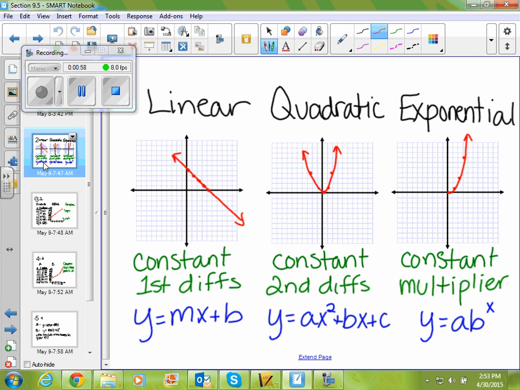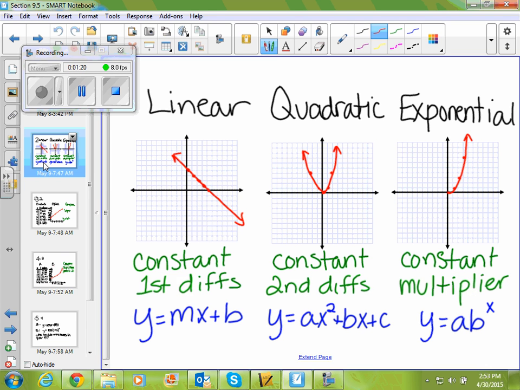Okay, so we looked at linear, quadratic, and exponential functions over the last couple of days. So remember that a linear function is a graph that's a straight line. It has constant first differences, and now we're adding to it that it's always an equation in the form y equals mx plus b. Okay, so that's what it means to be linear.